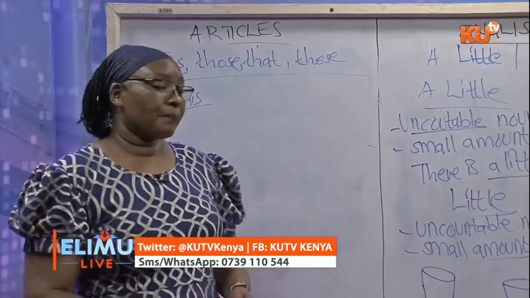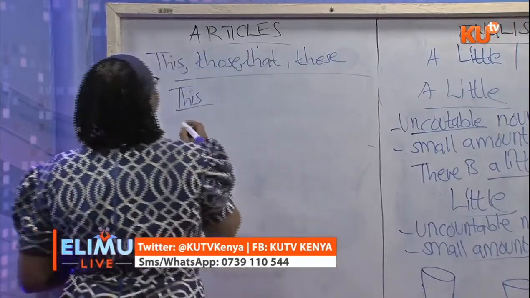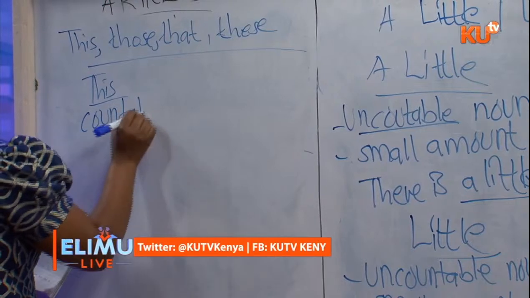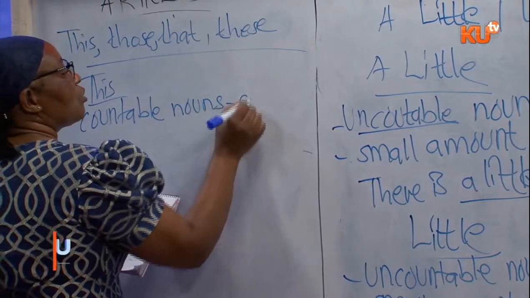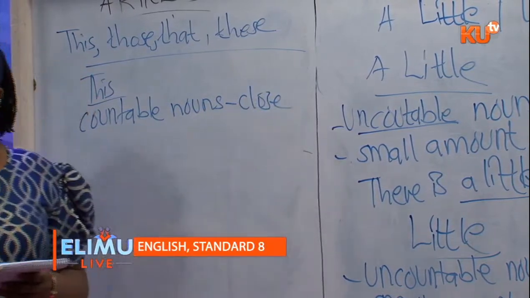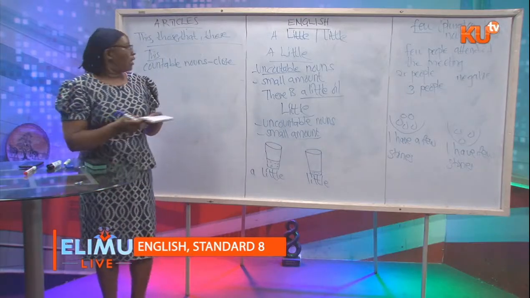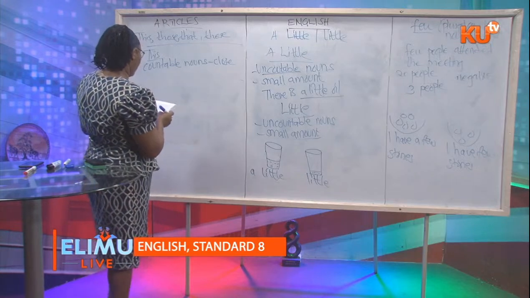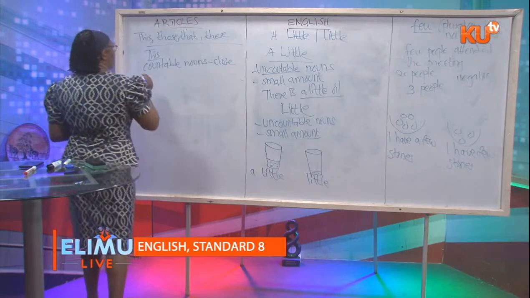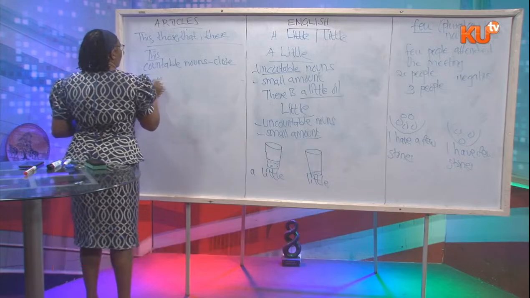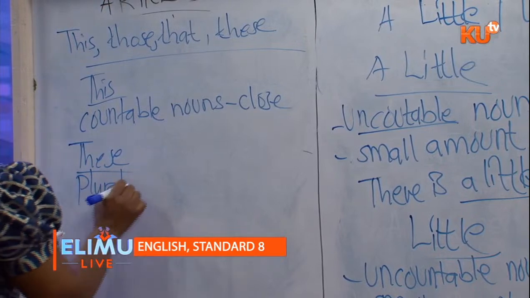It is used with countable nouns which are close to the speaker, the person who is talking. So I've said this is a duster. The duster is very close to me. Then we have the word these. Determiner these is the plural of this.